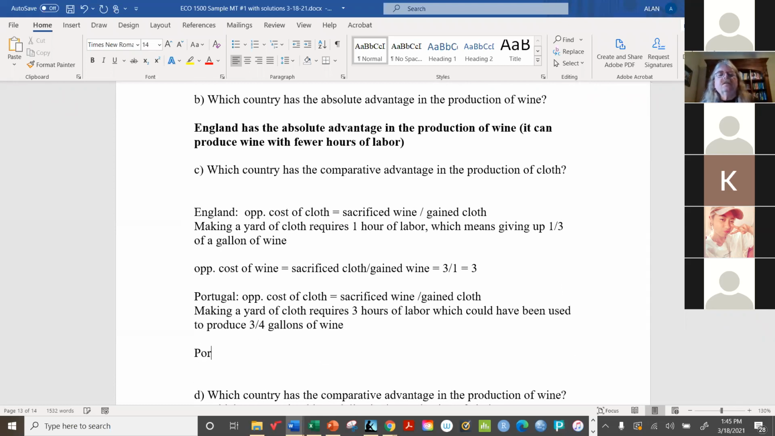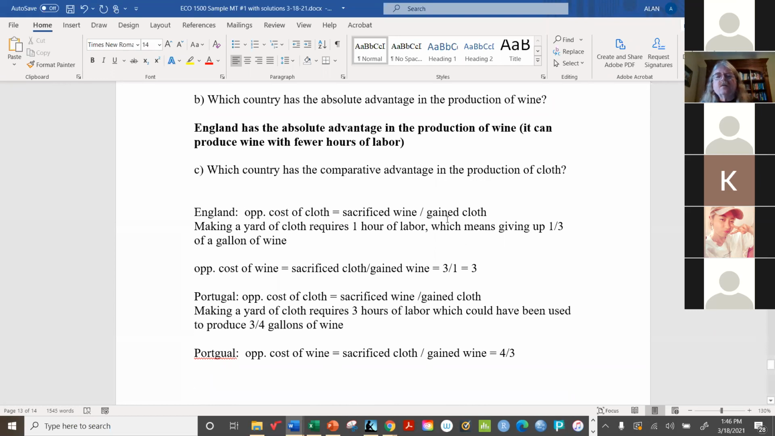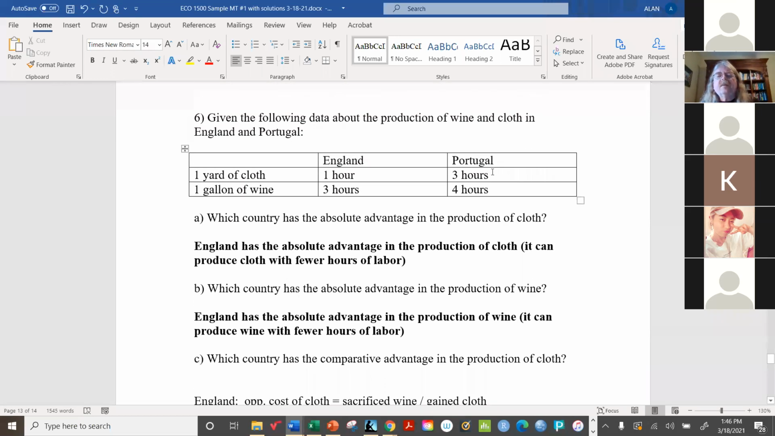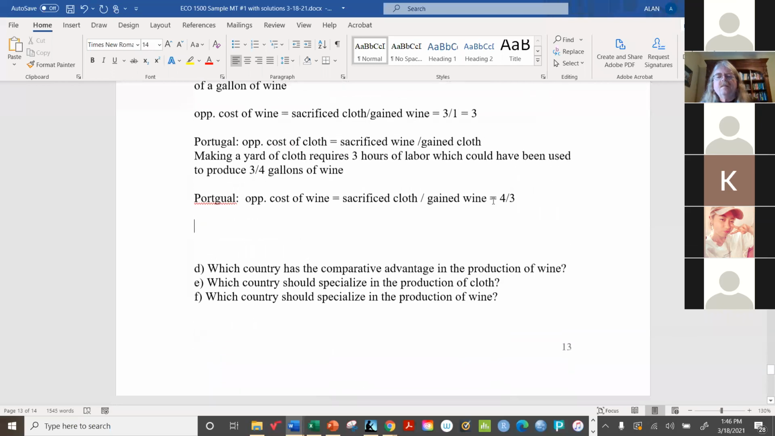And then, of course, Portugal's opportunity cost of wine must be the inverse of that, which, in other words, the sacrificed cloth or the gained wine equals 4/3. In other words, when they make the wine, they're taking up 4 hours that could have been used to produce 4/3 of a yard of cloth.